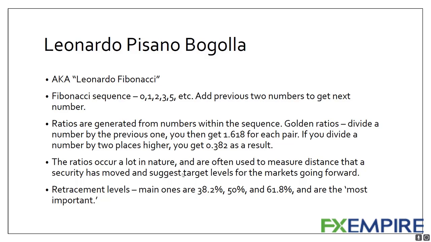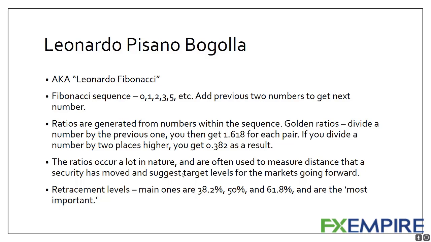mathematician in the Middle Ages coming out of Italy who was known as Leonardo Fibonacci. His full name was Pisano Bagola. There's a couple other names he went by, as was typical of the time period. Fibonacci is simply a sequence in mathematics. So, for example, you have 0, 1, 2, 3, 5, 8, 13, etc. And really, all you have to do is add the two previous numbers to get the next number. So, for example, 0 plus 1 is 1, 1 plus 2 is 3, 2 plus 3 is 5, etc.